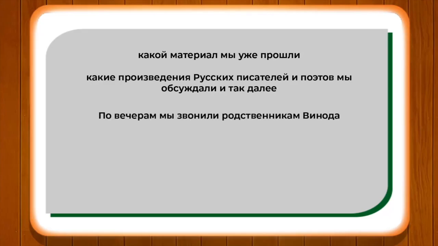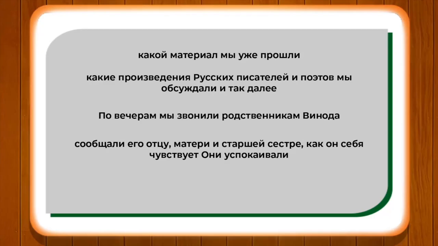По вечерам мы звонили родственникам. Here, звонить has been used in a conjugated form for plural in past tense. Мы звонили, we called. Родственникам. So, родственники in plural changes into родственникам. Vinoda. So, the relatives of Vinod. In this case, it is a clear case of genitive case, whereas we have used the verb звонить for dative.